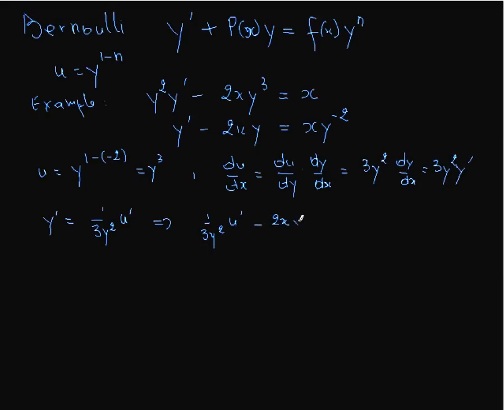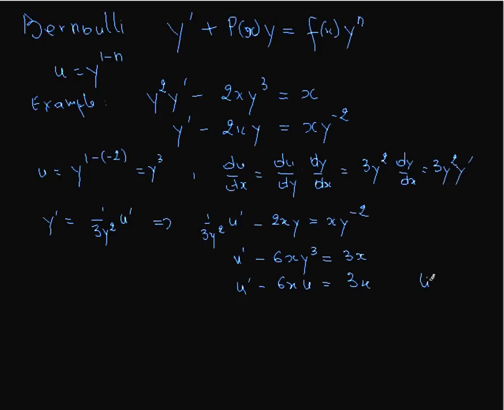So we obtain 1 over 3y squared u prime minus 2xy equals x y to the power minus 2. Now this still depends on 3 variables, so we need to cancel the y. The best way is to multiply by the coefficient of u prime. Whatever you have in front of u prime, just divide by that. That means here we multiply by 3y squared. So we obtain u prime minus 6x y cubed equals 3x. Now y cubed is just u, so this is u prime minus 6x u equals 3x.